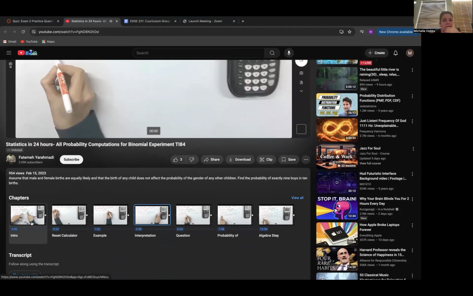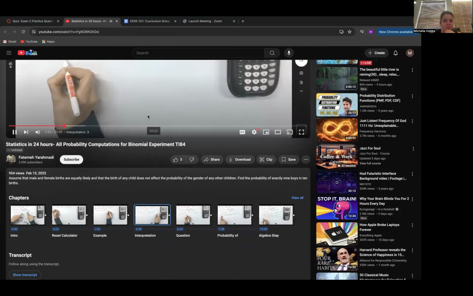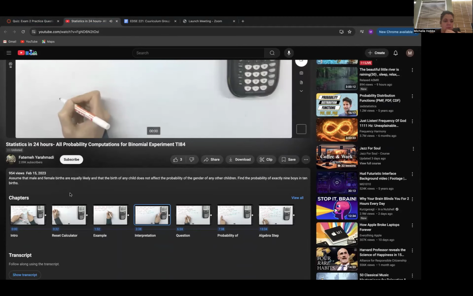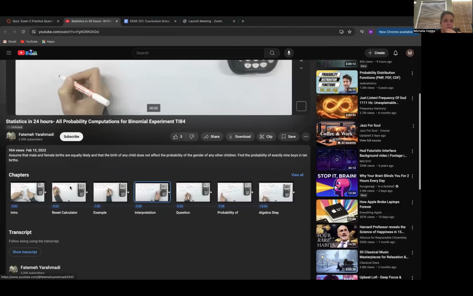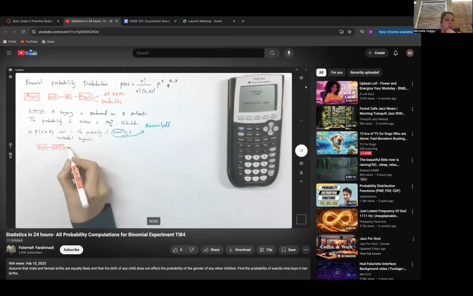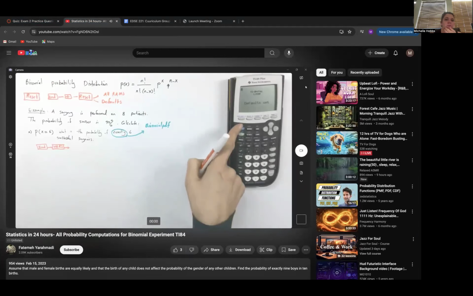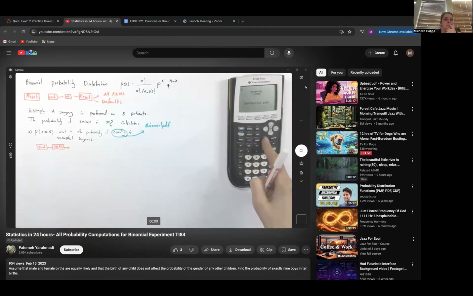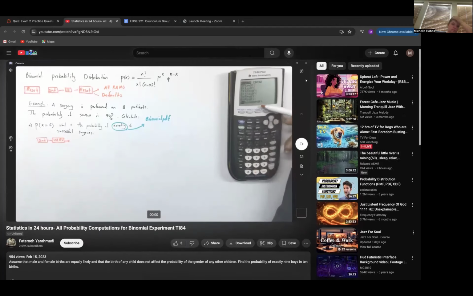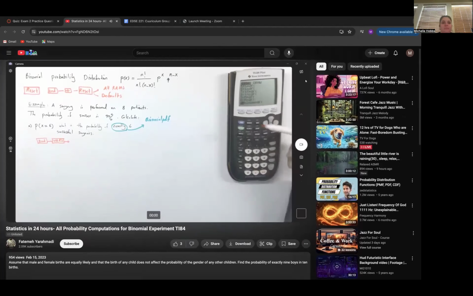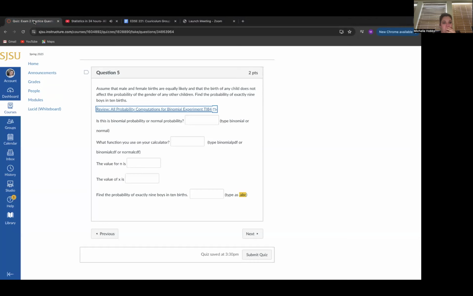To use that function, you need to click on second vars. And then find binomial PDF. So second vars, and you need to move through these functions to find binomial PDF. Binomial PDF for me is located here. Enter.